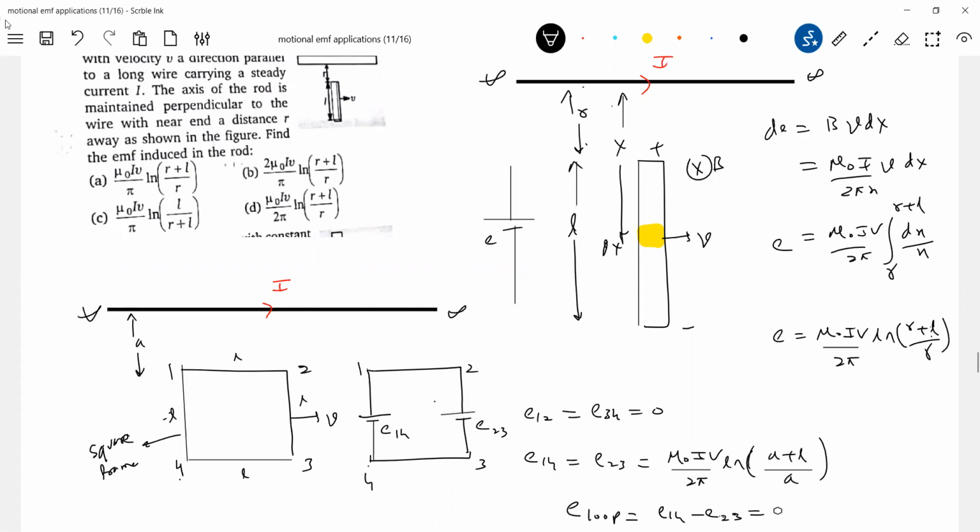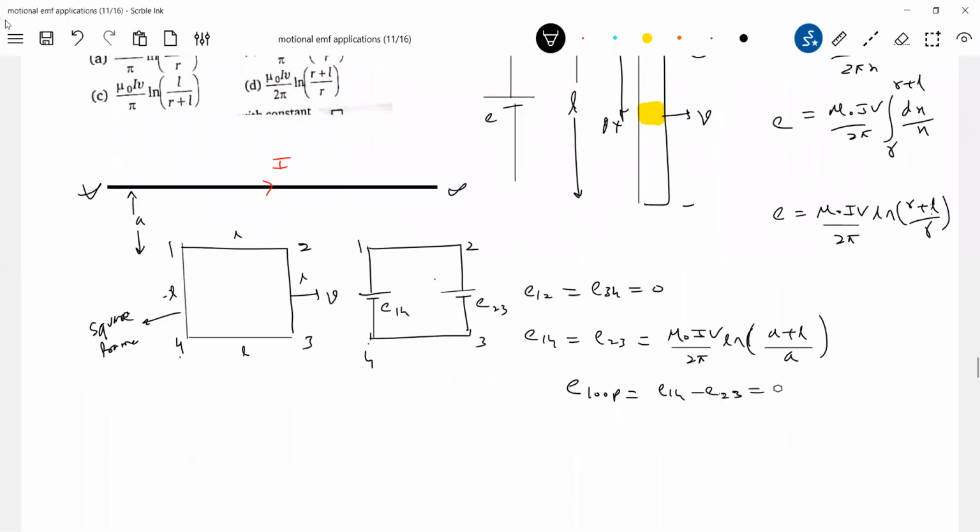Or in terms of rod, you can think like this. Any shape, square frame or any arbitrary shape nearby a long wire, if I move it like this, what is the EMF induced in the loop? Will be 0.